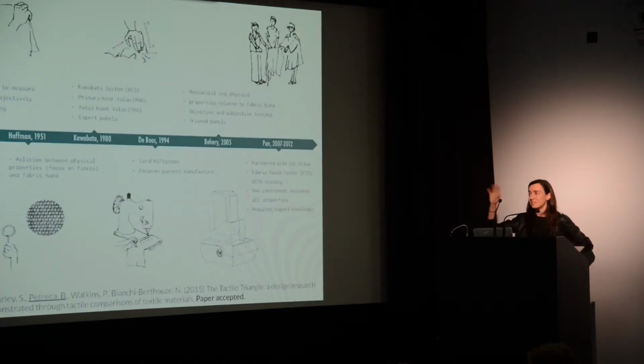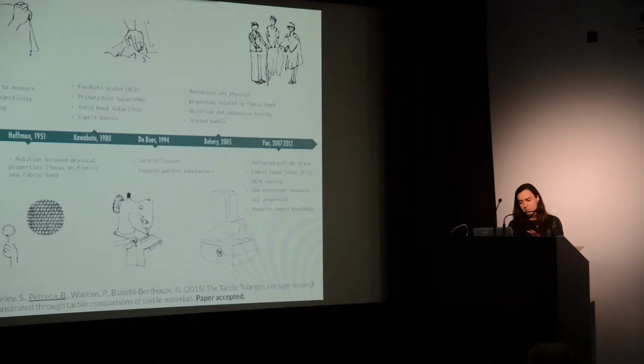And this has been done, that's a long story since the 1930s, starting with Peirce into bending properties, and then Kawabata in Japan, who did this first panel of experts touching fabrics, and they were developing these amazing methods and machines to measure the textile hand.